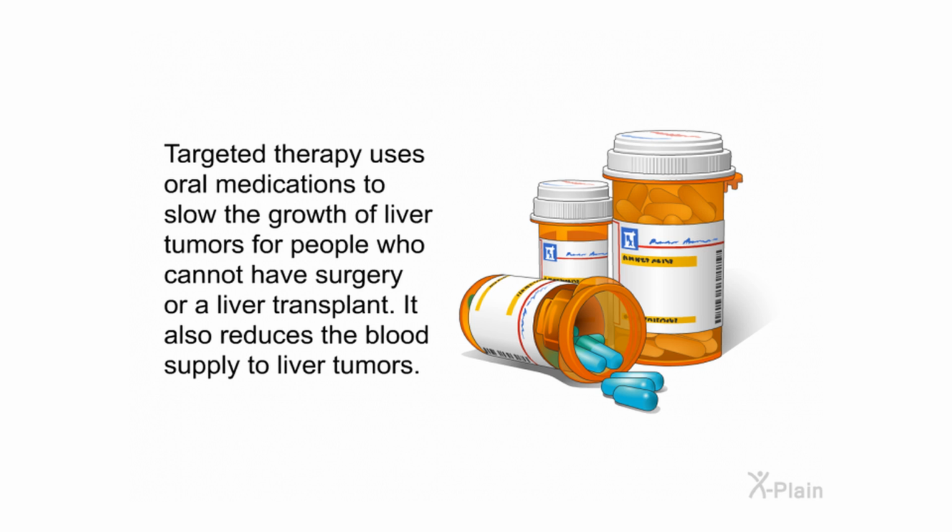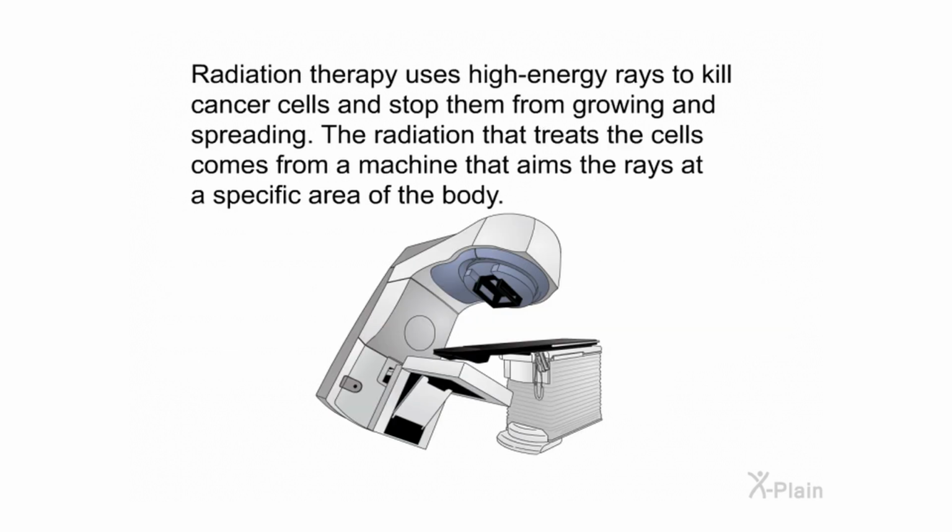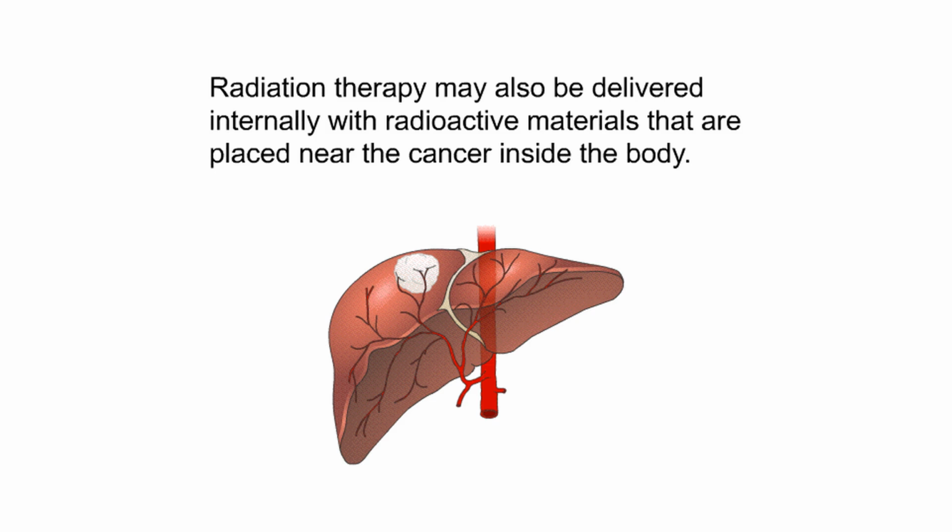Targeted therapy uses oral medications to slow the growth of liver tumors for people who cannot have surgery or a liver transplant. It also reduces the blood supply to liver tumors. Radiation therapy uses high-energy rays to kill cancer cells and stop them from growing and spreading. The radiation that treats the cells comes from a machine that aims the rays at a specific area of the body. Radiation therapy may also be delivered internally with radioactive materials that are placed near the cancer inside the body.